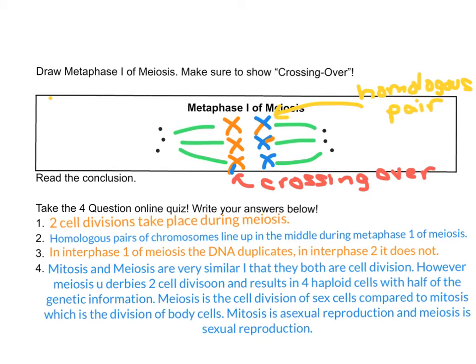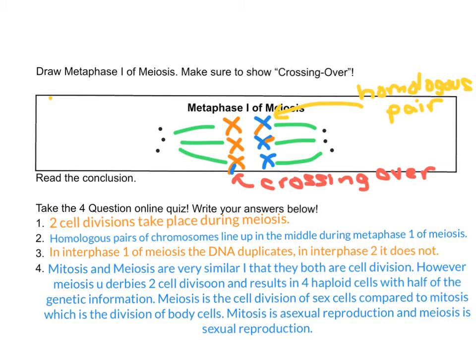So now, the answers to our 4 questions. The first one was, how many cell divisions take place during meiosis? 2 cell divisions take place during meiosis, compared to the 1 that takes place in mitosis. Number 2, what kind of chromosome pairs line up in the middle during metaphase? Those are called homologous pairs because they're 2 of the same pair.